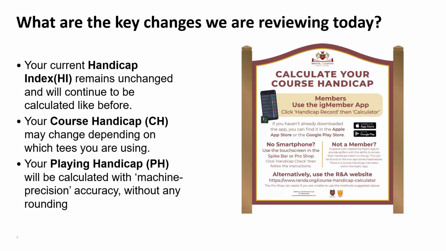Basically, what it's saying is, instead of looking up your handicap off of the board, we're going to ask you to use technology, so the igMember app is probably going to be more of the go-to. You can still continue to use the touch screens, either of them, or in some instances you might use the MyEG app. We're going to go through these examples.